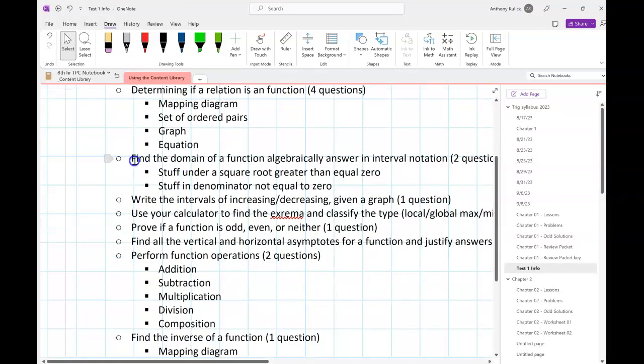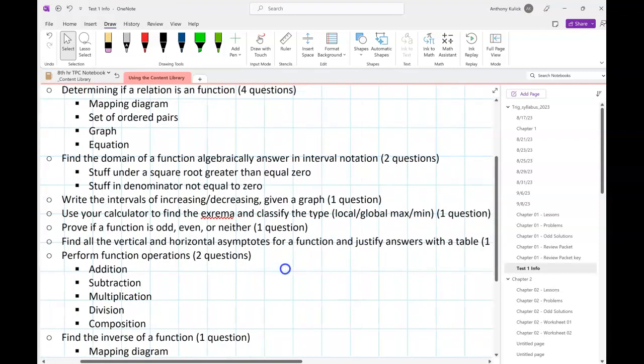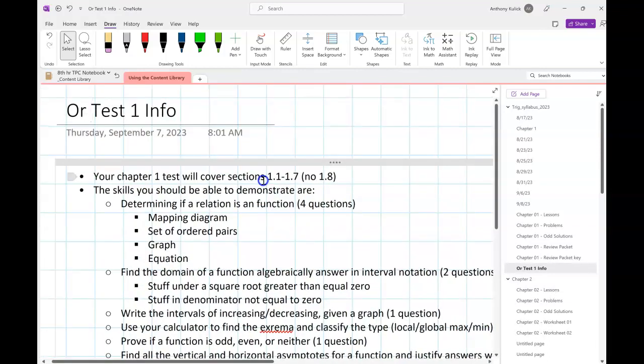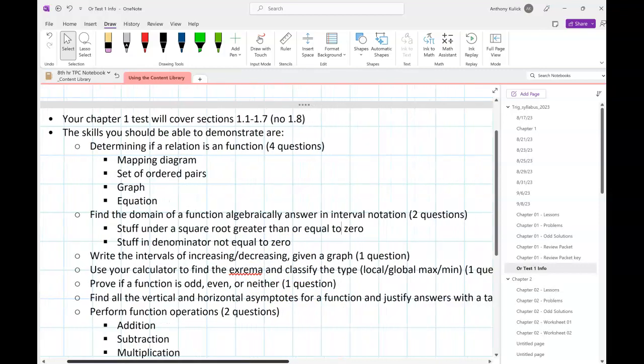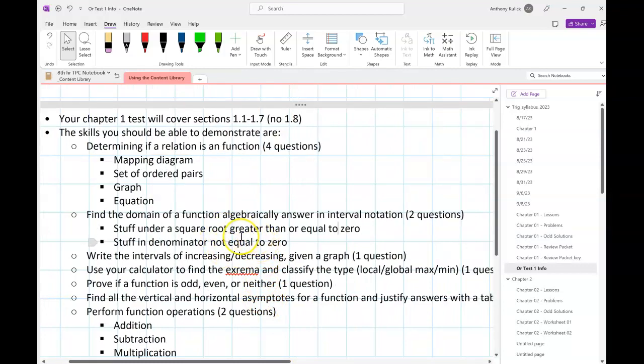You should be able to find the domain of a function algebraically and then give your answer in interval notation. I'll have 2 questions like that. Remember that the trick for that is you take the stuff under the radical and set that greater than or equal to 0. And then the stuff in the denominator we just set not equal to 0.